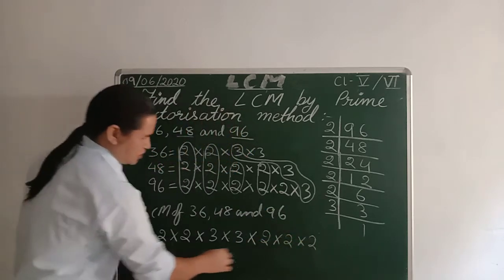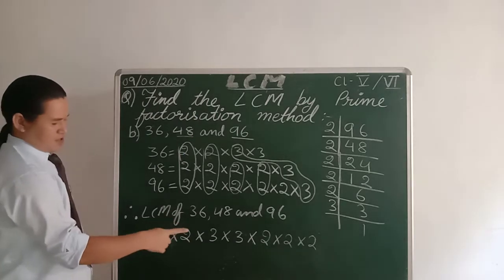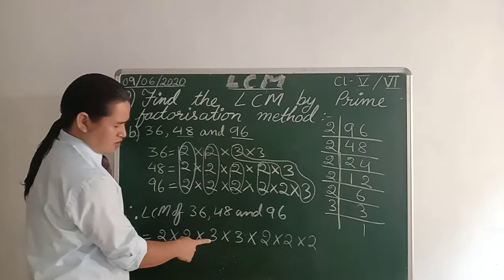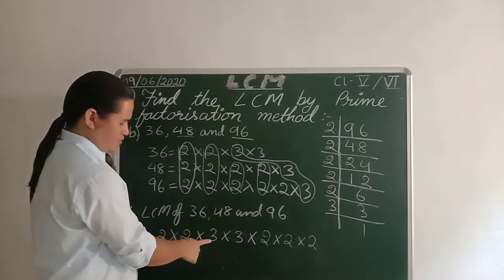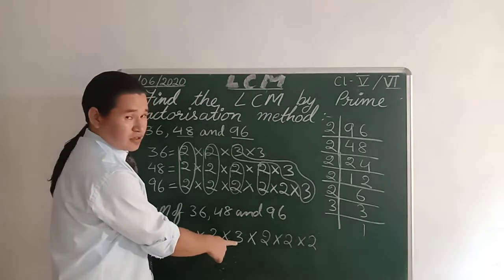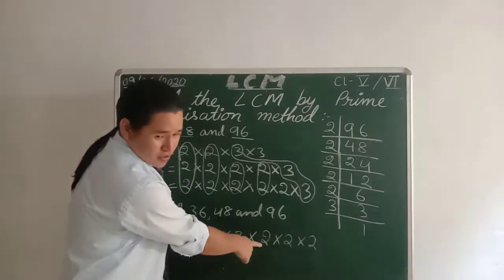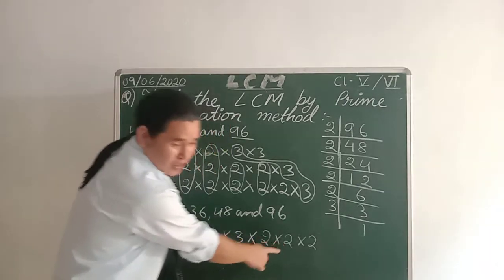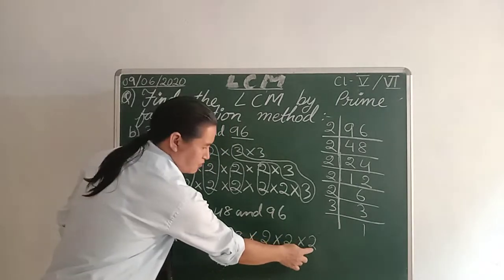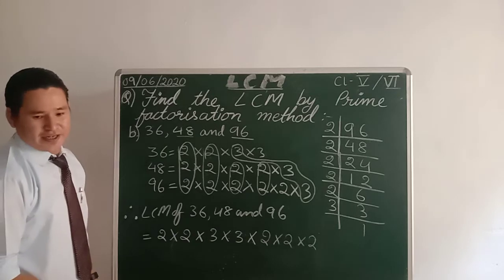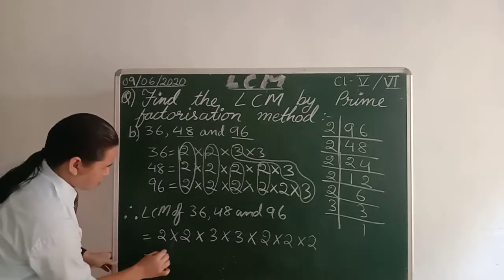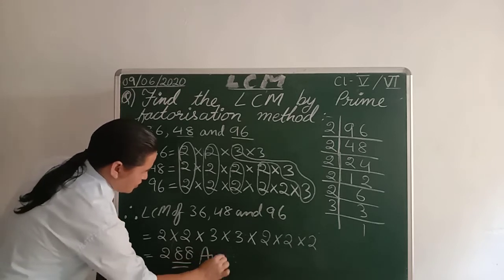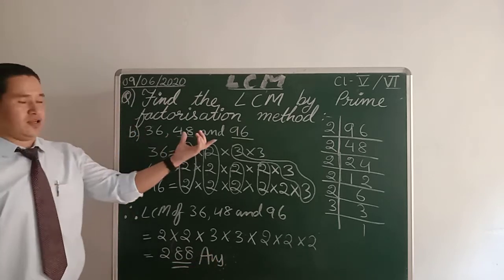So after writing all these numbers, multiply serial-wise: 2 2s are 4, 4 3s are 12, 12 3s are 36, 36 2s are 72, 72 2s are 144, and 144 2s are 288. So how much will you get as the answer? 288. So this is your LCM of the given numbers.